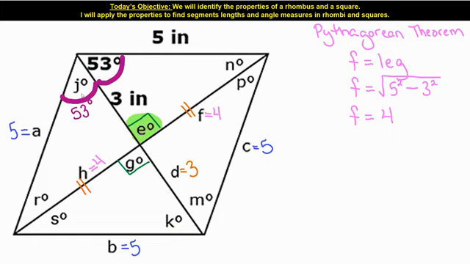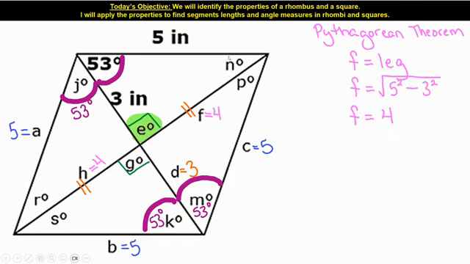Because opposite angles are congruent, when I come down here to find angle K and angle M, I know they will be the same as the angles across from them. So K will be 53 degrees. We don't have an L in our picture. M is 53 degrees.